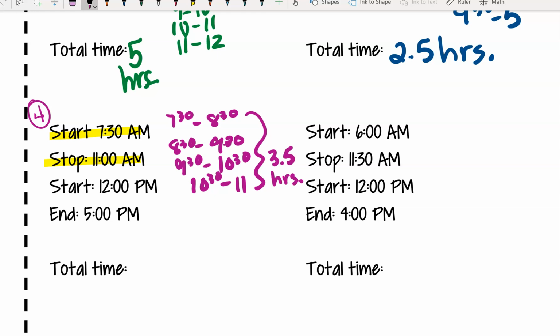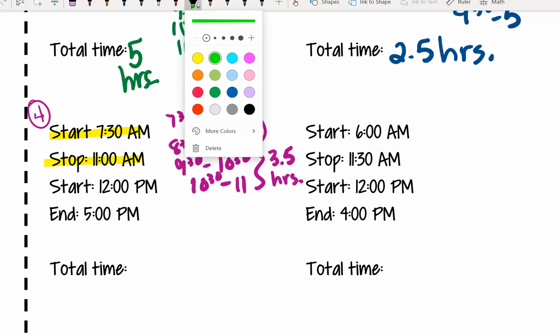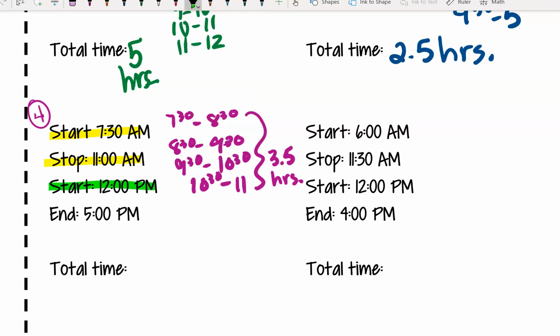Is that the total time that I worked that day? No, because I clocked back in after I decided to eat some pizza and get all fat and go back to work and hopefully not fall asleep while working. Okay. So, working from start at 12, end at 5. How many hours did I work from 12 to 5? 5 hours. 12 to 1, 1 to 2, 2 to 3, 3 to 4, 4 to 5. Okay, so we have our 5 hours there.